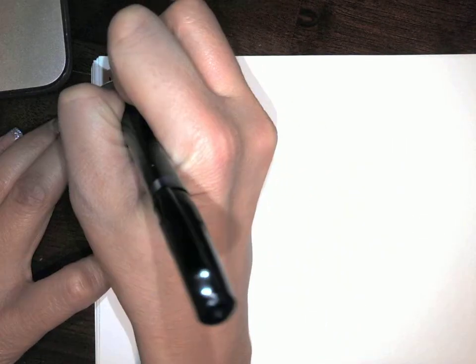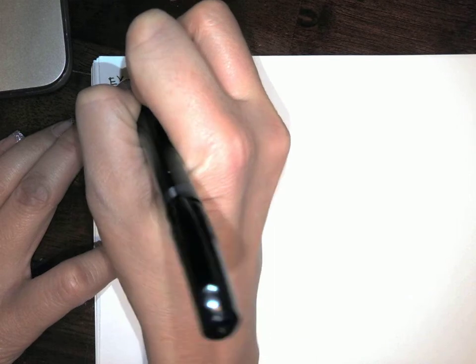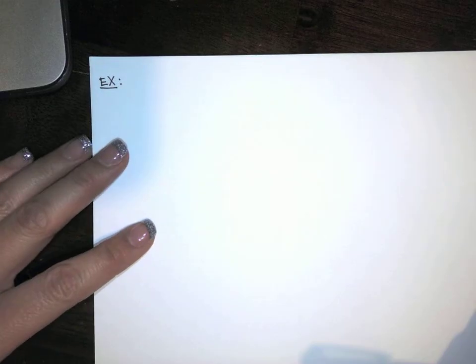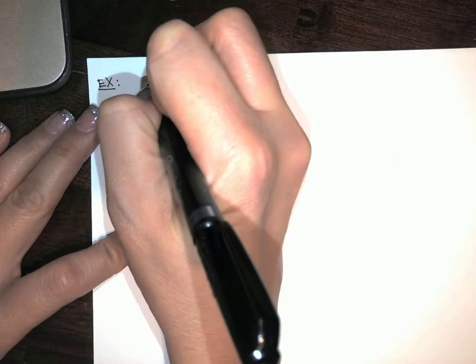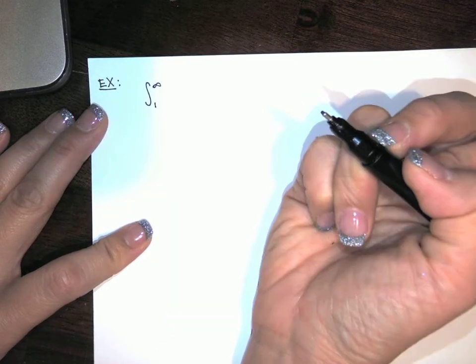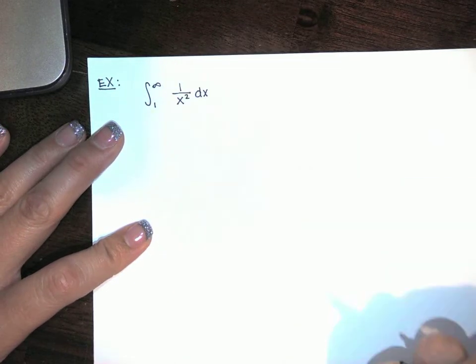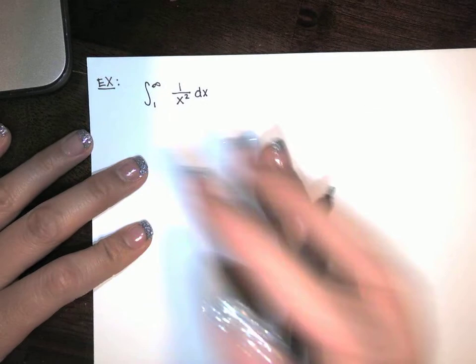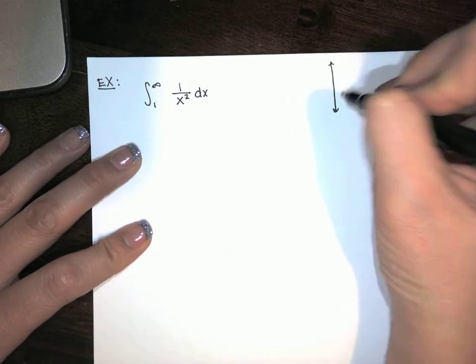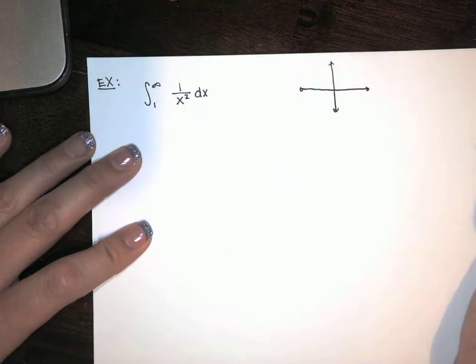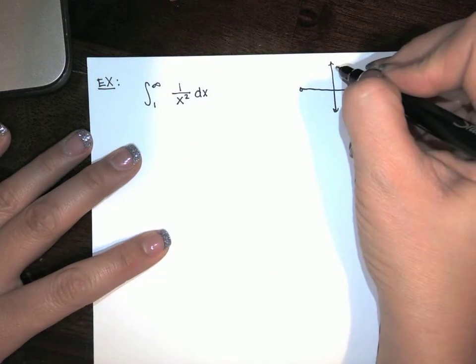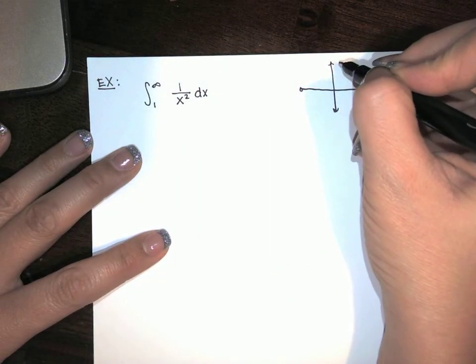Just have an example or two. I'm going to pick a pretty simple example integration-wise because I just want to focus on improper integrals. So let's say we're looking at the integral from 1 to infinity of 1 over x squared dx. Now, visually, this is what I'm doing. 1 over x squared looks a lot like 1 over x. The slope is a little bit different.